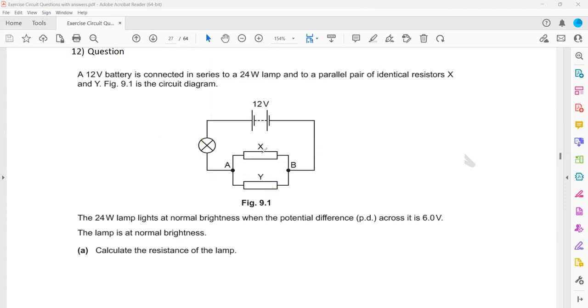Initially, when X and Y were in parallel, their combined resistance was equal to the resistance of the lamp, so the voltage was divided equally. But now when we remove X, the voltage will have an unequal division. The resistance of Y is more compared to the resistance of the lamp, because the lamp is 1.5 ohm whereas Y is 3 ohm. So if the resistance of Y is more, the voltage across Y is more. In comparison, the voltage across the lamp will be smaller.